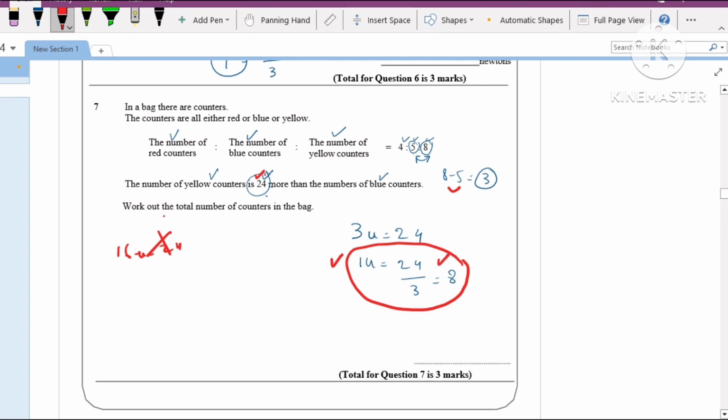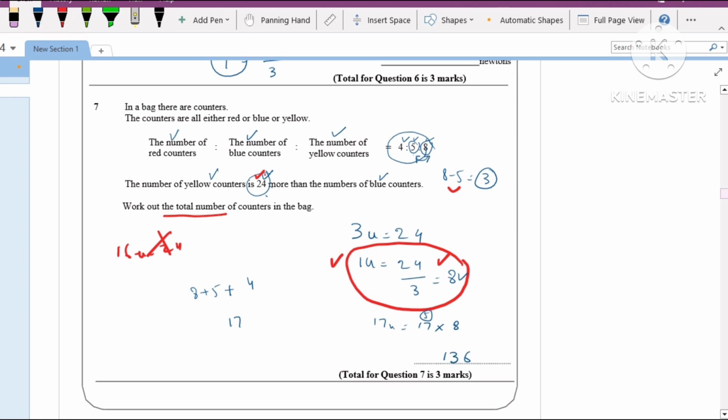You have to find the total number. So how many total units do we have? 8 plus 5 plus 4, that is 8 plus 5, 13, plus 4, that is 17. So 17 units is equal to 17 multiplied by the value of 1 unit. 17 times 8: 8 sevens are 56, carry 5, 8 ones are 8 plus 5, 13. 136 will be your answer. So this is question number 7.